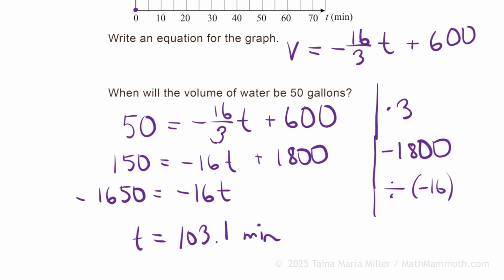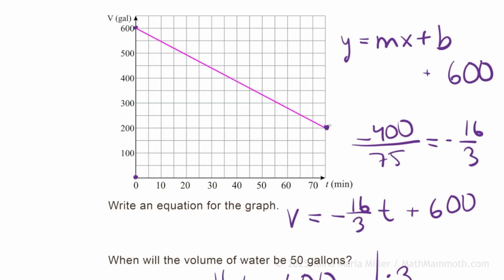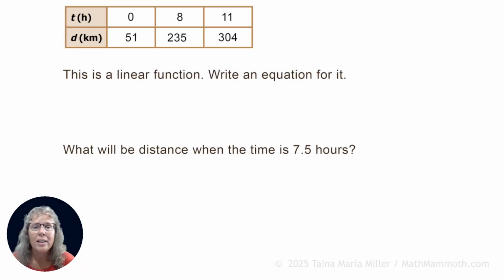Does that make sense based on the graph? Let's go look. About 103 minutes. It's off my graph here, but if I continue this to 103 minutes over here, the volume of water would be over there, yeah, 50 gallons. Yes, it makes sense. All right, our last example for this lesson.